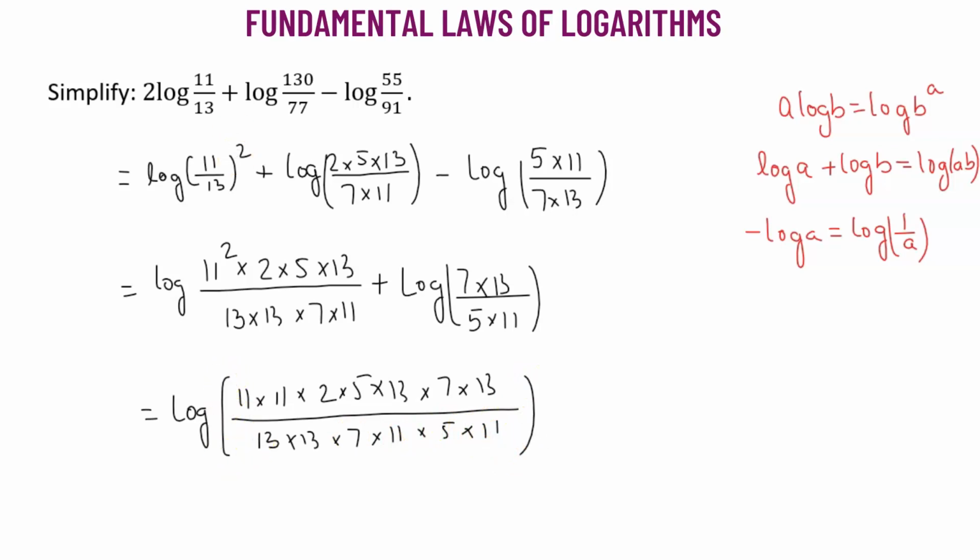So here a couple of factors will get cancelled out. So 11, 11. So there are two 11s in the denominator. We have a 5, 5, 13, 13, and a 7 that cancels out, leaving us with only 2. So we will get log of 2. So this is the final expression, and it's also the simplified value of our given logarithmic expression.